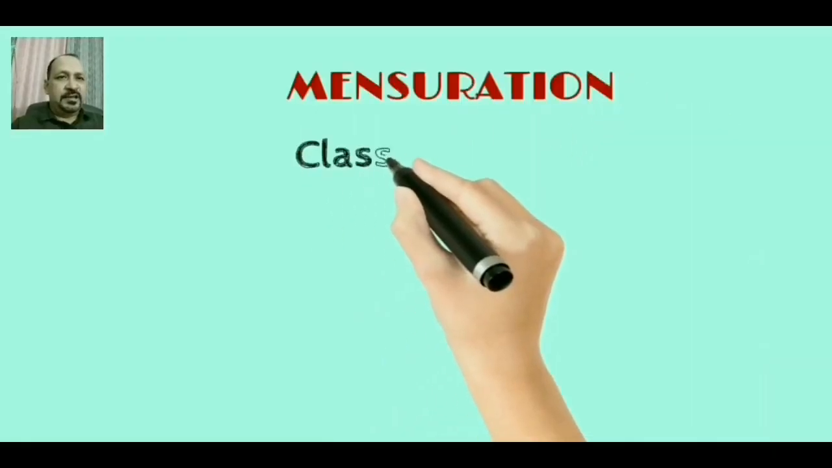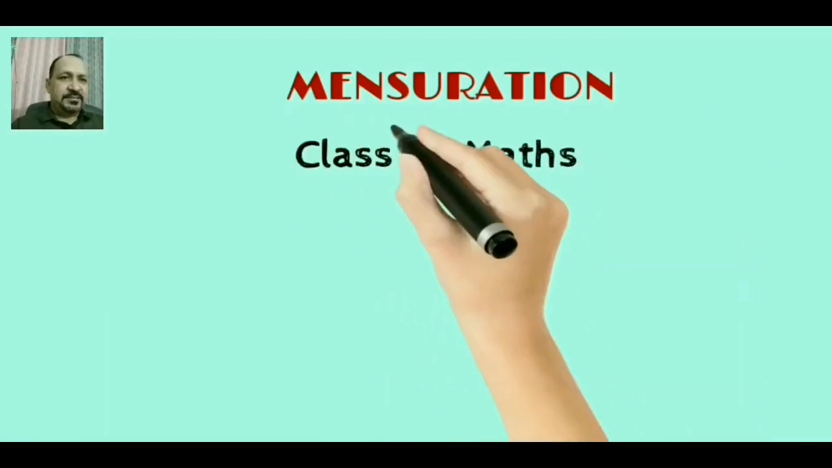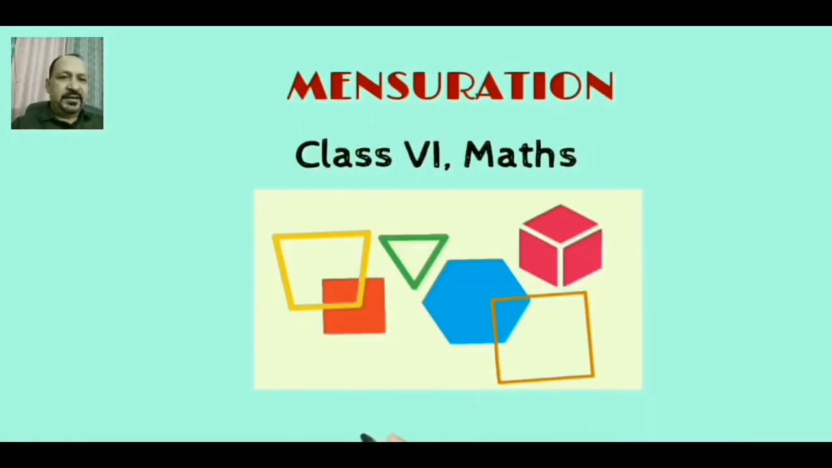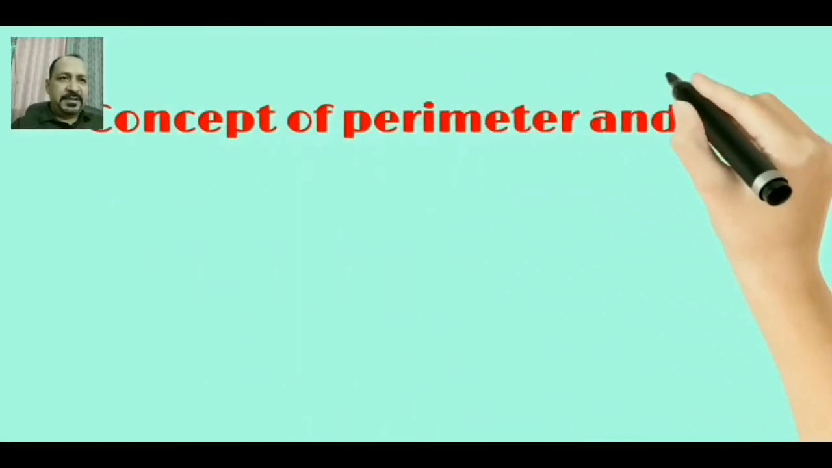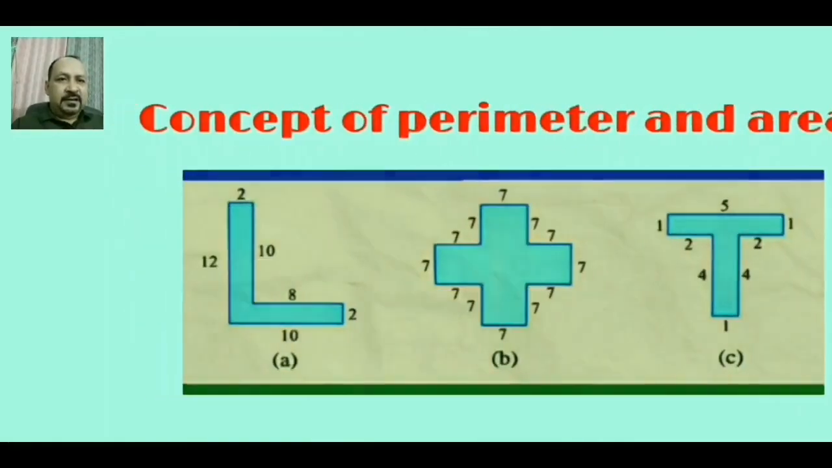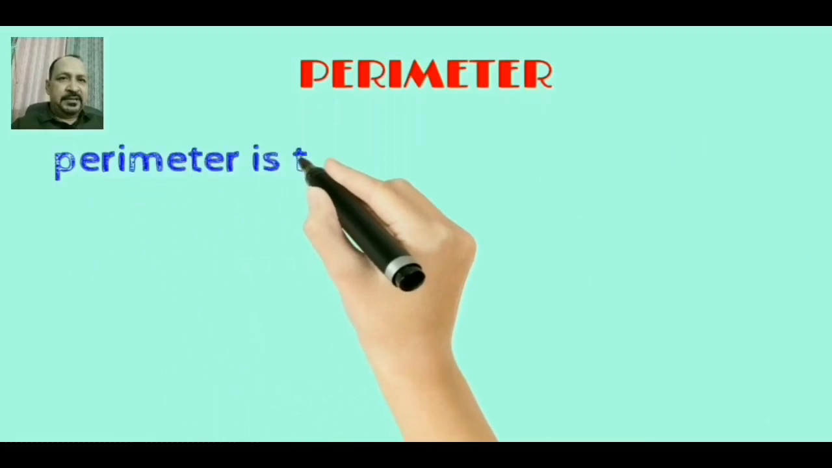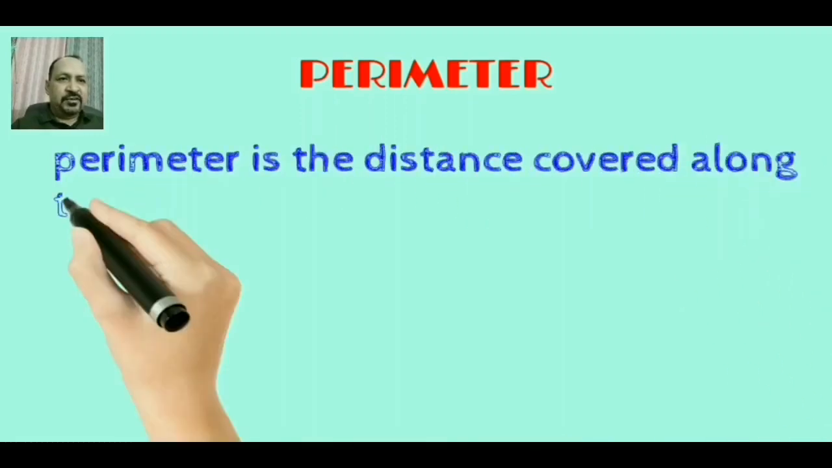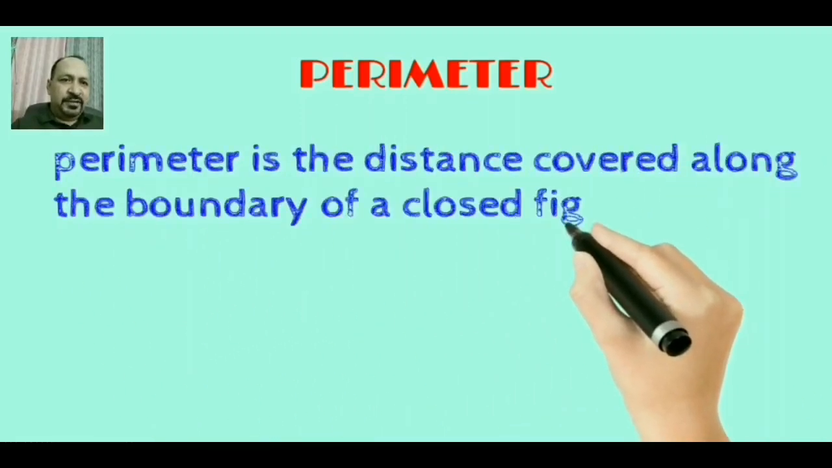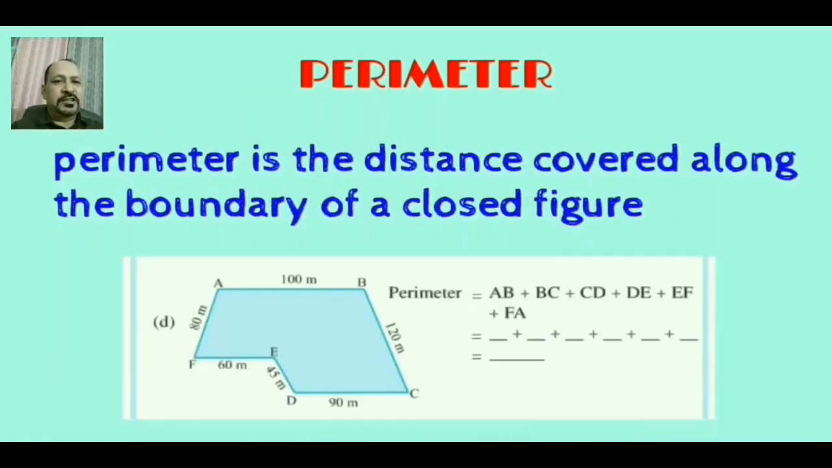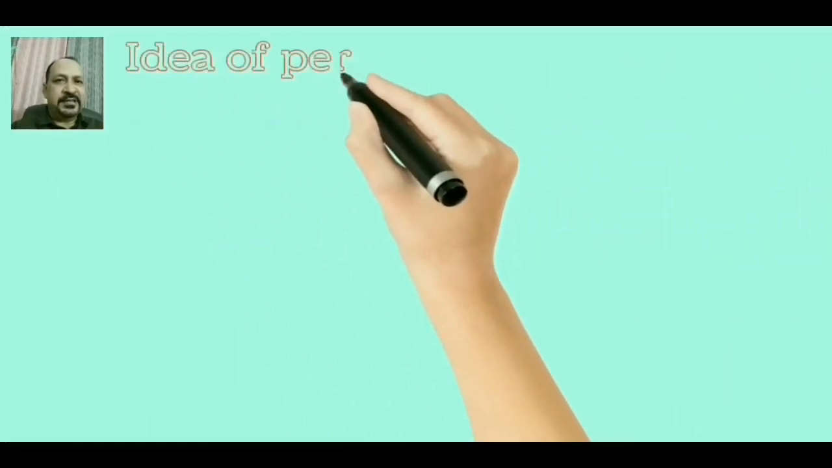Hello students, this is mensuration class 6 maths. Today we will learn about the concept of perimeter and area. First, we will learn perimeter. Perimeter is the distance covered along the boundary of a closed figure. The sum of all the sides of a figure is also its perimeter.